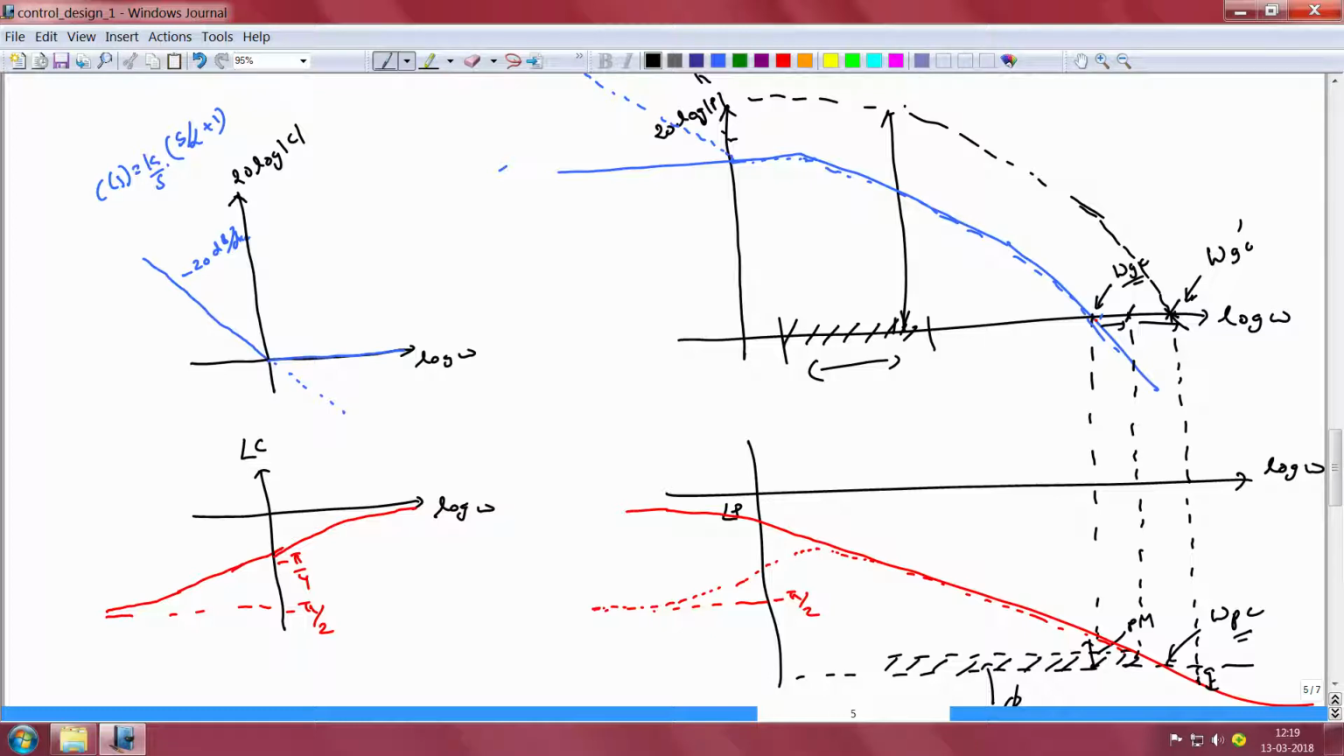To accomplish this objective, let us say we were to add a 0 slightly to the right of the gain crossover frequency. So let us say I add a 0 here, or in other words I multiply my controller with the transfer function s by beta plus 1, where beta is the location where I have added the 0. Let me first draw the Bode plot of just this term alone, s by beta plus 1.